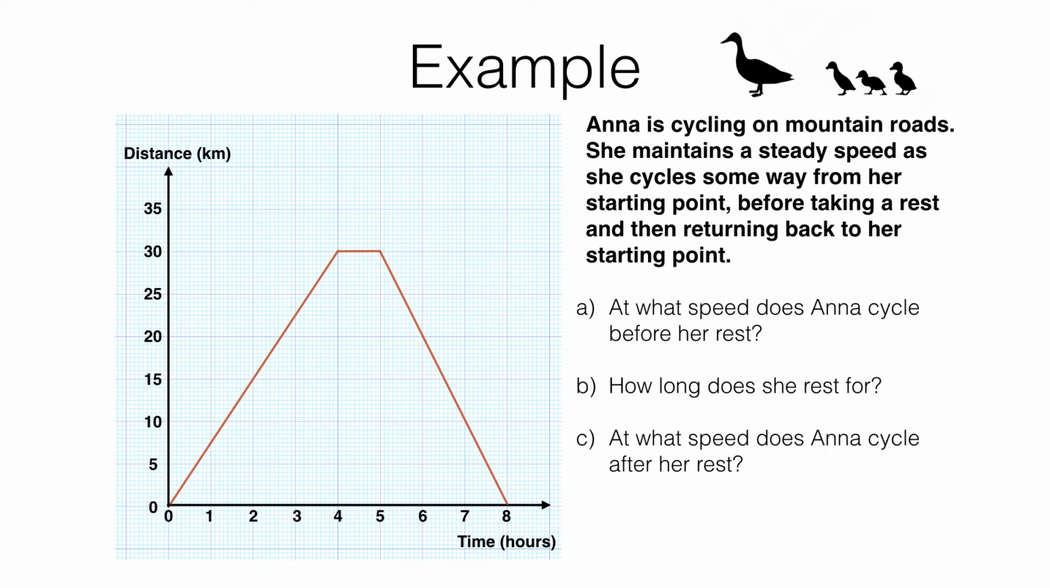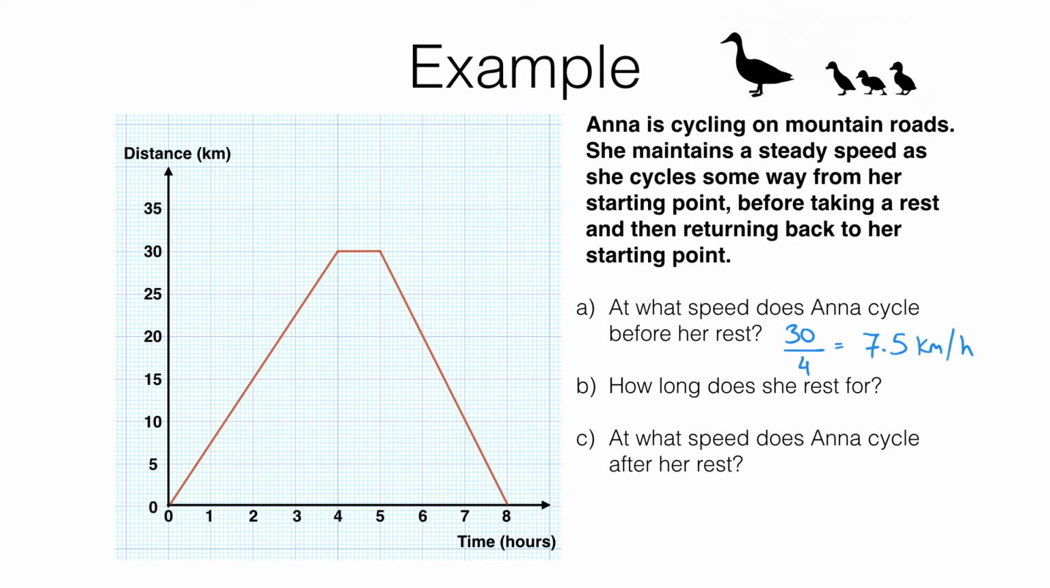So how does that help us find the speed that Anna cycles before her rest? Well, we know that she has travelled a total of 30 kilometres until this point, and she does that in 4 hours. So her speed is simply going to be the distance travelled, that's 30 kilometres, divided by the time taken, that's 4 hours. And that gives us 7.5 kilometers per hour.